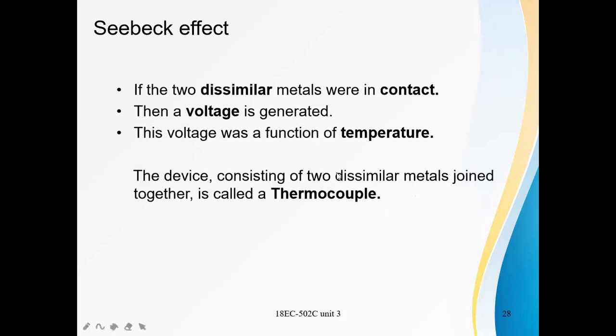The device consisting of two dissimilar metals joined together is called a thermocouple. If any device has two dissimilar metals joined together, then that device can be called a thermocouple. So the Seebeck effect means that when two dissimilar metals are joined, they generate a voltage. That is the Seebeck effect, and whatever the generated voltage, it is called the Seebeck voltage.